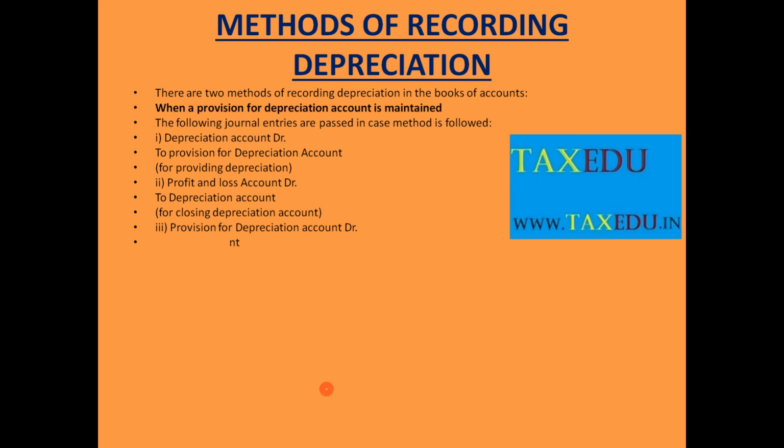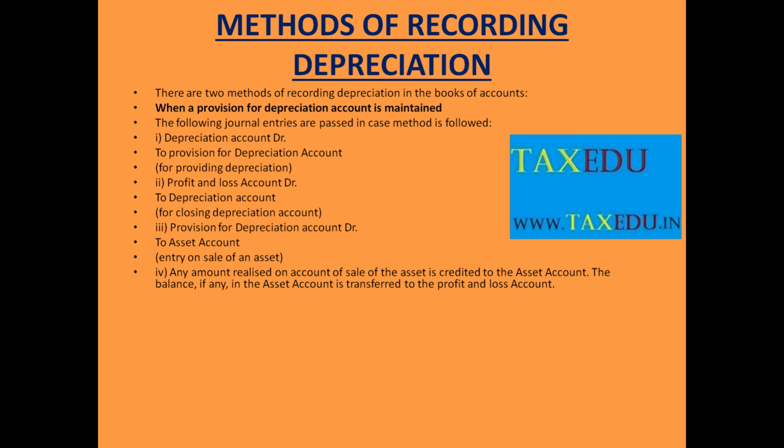Provision for depreciation account debit to asset account, entry for sale of asset. And any amount realized on account of sale of the asset is credited to the asset account. The balance, if any, in the asset account is transferred to the profit and loss account. देखिए यहाँ पे when a provision for depreciation account is maintained तो ये एंट्रीज होगा और when a provision for depreciation account is not maintained तो क्या एंट्री होगा. देखिए the following journal entries are passed in this method.